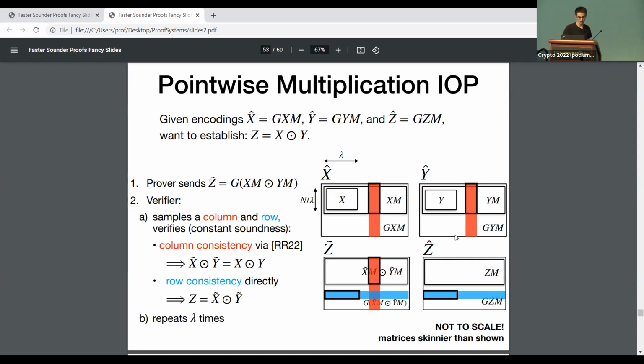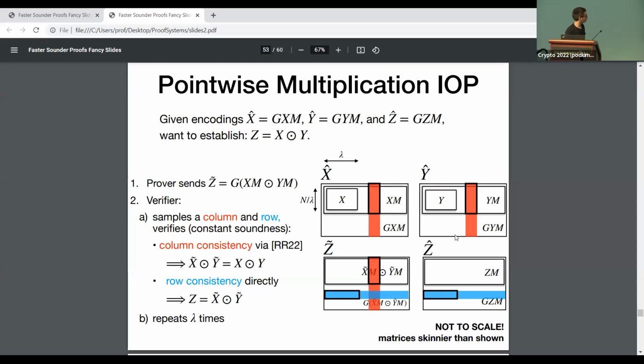And I am going to suggest that we repeat this lambda times to get our 2 to the minus lambda soundness error. So why is this not an issue like it was in all the previous works? The point is that we've reduced to checking a smaller claim. Before we had to check the pointwise product of X, which was this thing of size n, but now we're checking just lambda columns, which in total have size n. So if each one of those has a constant probability of detecting an error, we'll get our 2 to the minus lambda soundness error, and our total running time will still be O of n.